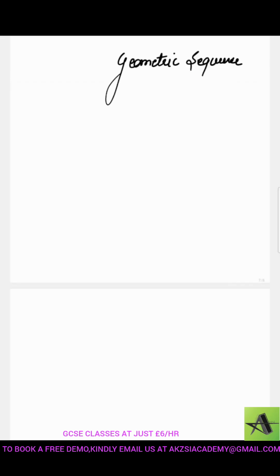Now see the geometric sequence. A geometric sequence is a sequence in which you have to multiply by a constant number every time. It can be a number greater than 1, or a number between 0 and 1, but a constant number is being multiplied every time. That is your geometric sequence.